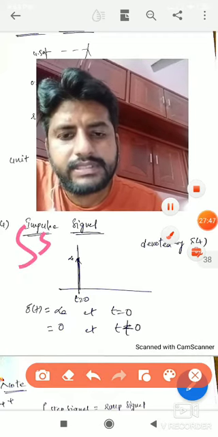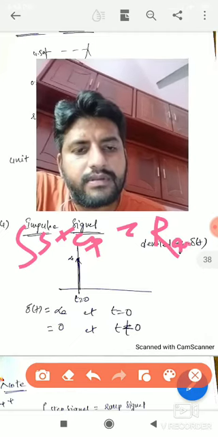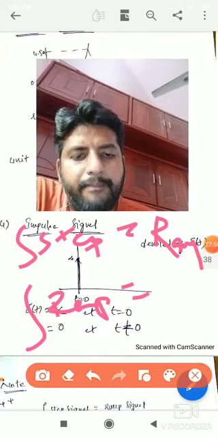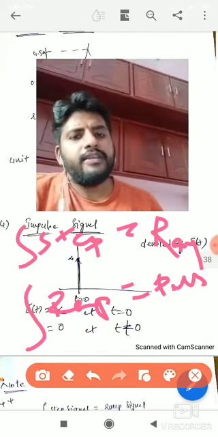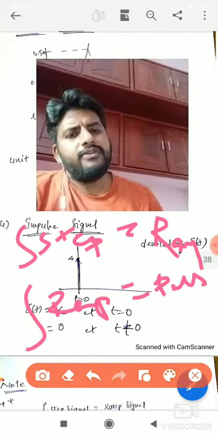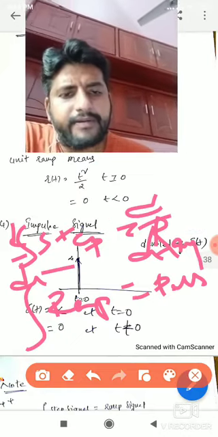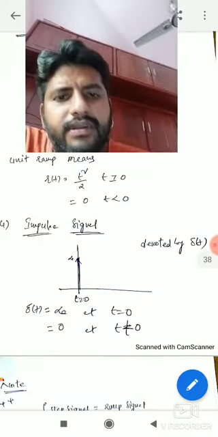Integral of step signal is equal to ramp signal, right? Integral of ramp signal is equal to parabolic signal. So this is very important. You can define from the differentiation itself. If you want to eliminate this integral, you have to apply d by dt. So you will get d by dt here. So I'll clearly note it down here.